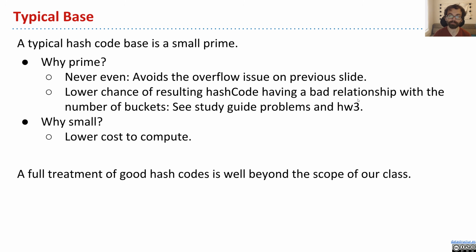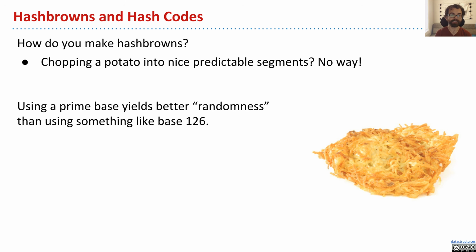And you'll see this whenever you do homework 3. We'll explore that issue a little bit. And then why a small number? Well, it's just a lower cost to compute. It could be easier to compute an answer on real computers. Now, a full treatment of hash codes is way beyond what we could possibly do, but I just wanted to raise some potential issues. Now, just very briefly, let's discuss some other little tricks.